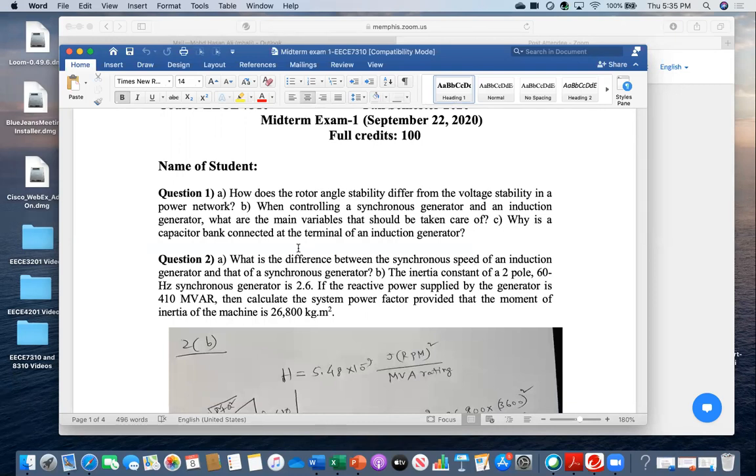Why is a capacitor bank connected at the terminal of an induction generator? You all know that an induction generator always draws reactive power for its magnetization. Therefore, it always has a low lagging power factor. Consequently, terminal voltage might be low. Therefore, to support the terminal voltage, to maintain rated voltage and hence rated power, a capacitor bank is always connected at the terminal of the induction generator.